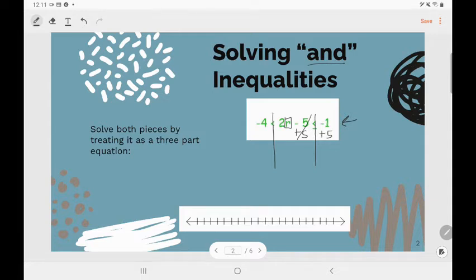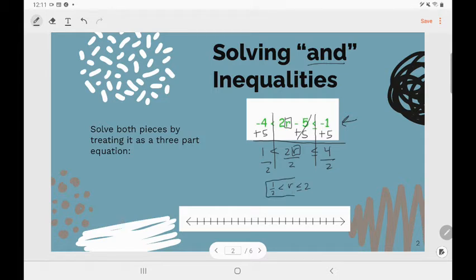So I'm going to add 5 to the negative 1 as well as to the negative 4. That results in 1 is less than 2r is less than or equal to 4. And again, I need to still isolate r. That means I'm going to divide by 2, which results in a final answer of 1/2 is less than r is less than or equal to 2.